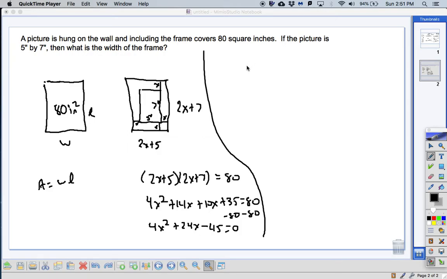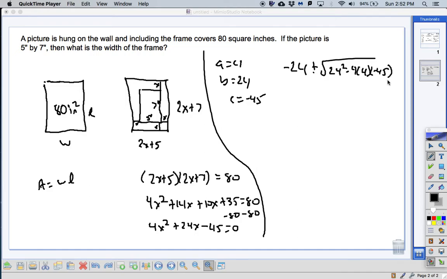So if I'm going to use the quadratic formula, I'm going to say that A is 4, B is 24, and C is negative 45. Remember, that comes from right here. A, B, and C, as long as this is equal to 0. So A is the number before x squared, B is the number before x, and C is the number by itself. We're going to plug it into the quadratic formula. So it's negative B plus or minus the square root of B squared minus 4 times A, which is 4, and C, which is negative 45, all over 2 times A, which is 4.